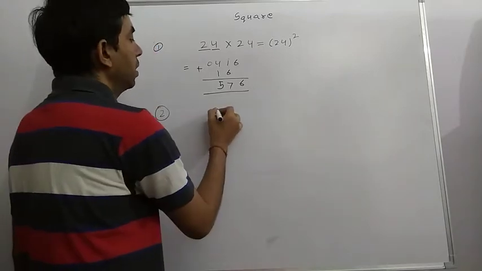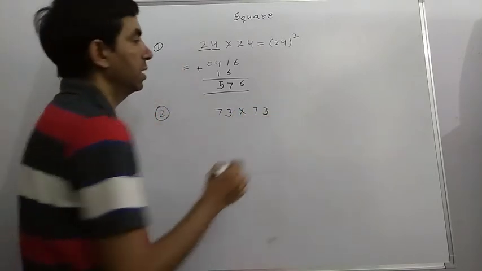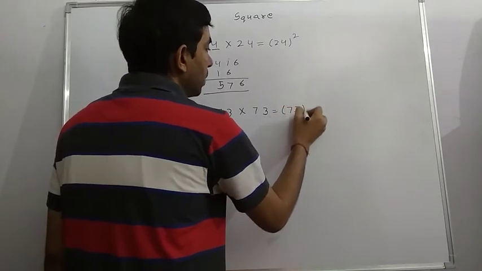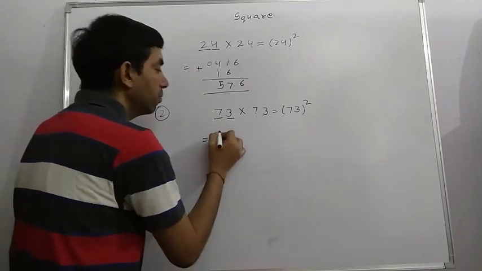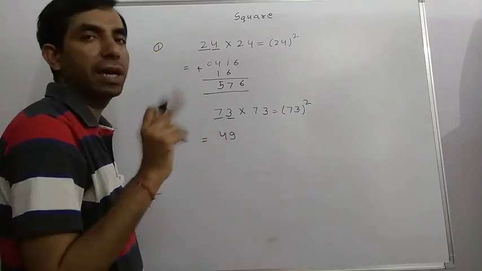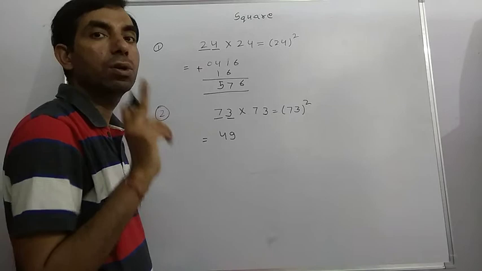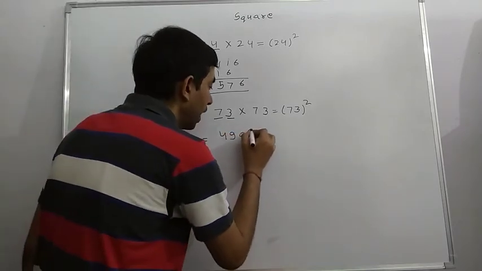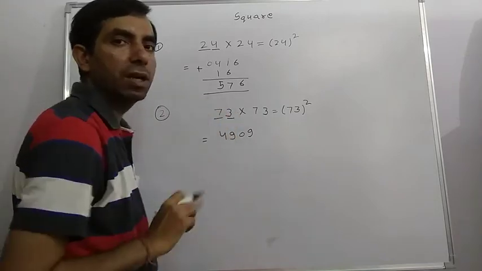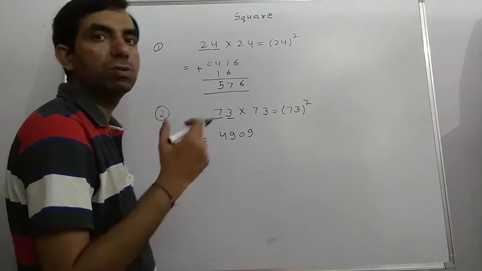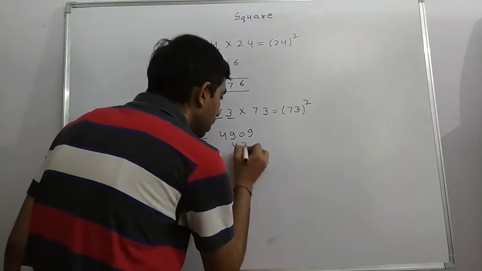So let's start. 73 multiplied by 73 means the square of 73. In this method again we divide the number in two parts, 7 and 3. Square of 7 is 49. Square of 3 is 9. Then we write 09 because we have to write any square in 2 digits. So write 09. Then multiply 7 times 3, that is 21. Then we take the double of the multiplication. 21 times 2 is 42, and write it after 1 digit.